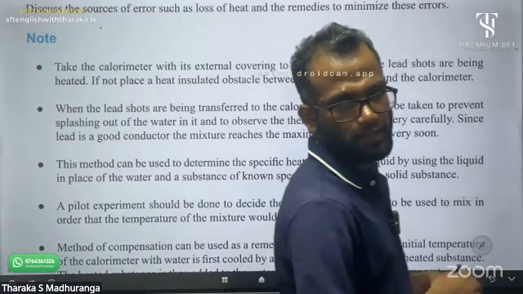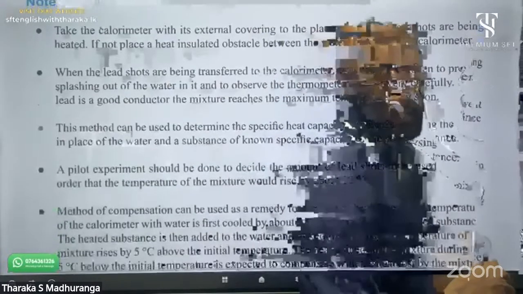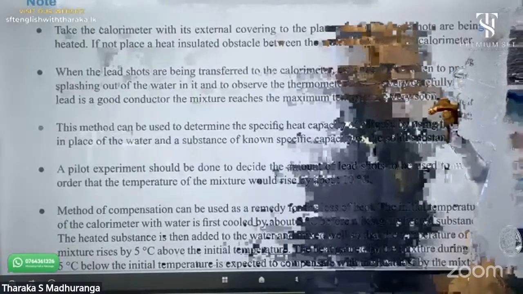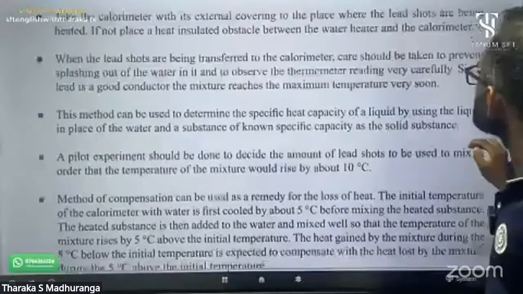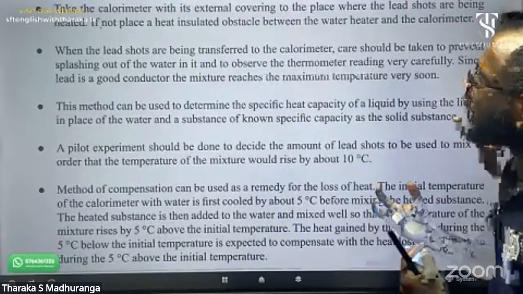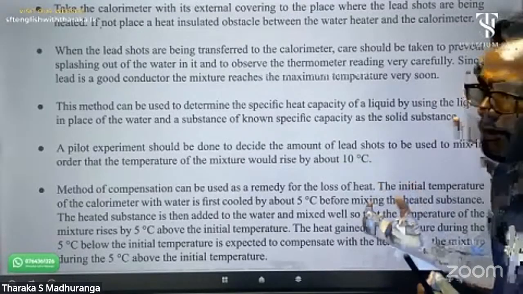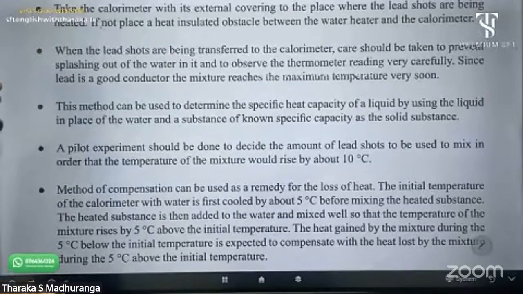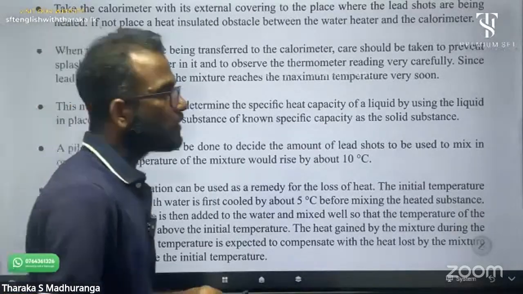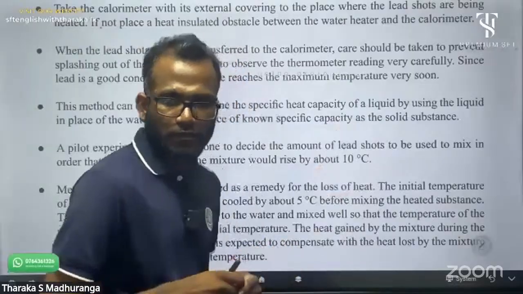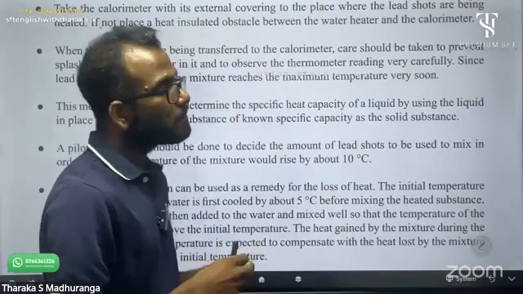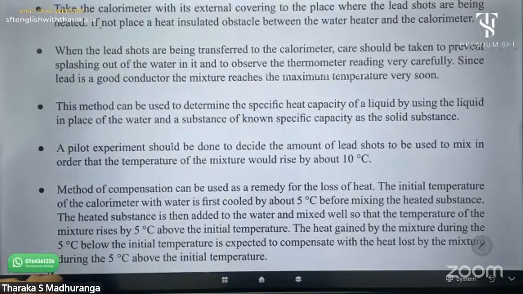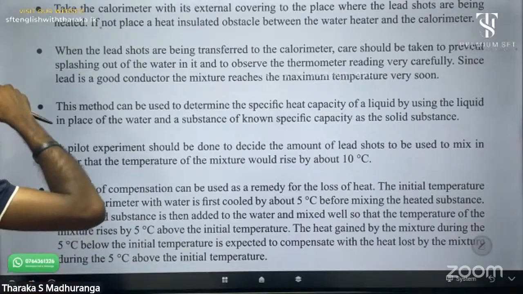When the lead shot is being transferred to the calorimeter, care should be taken to prevent water from splashing out. We have to add it slowly, otherwise water will splash out. Observe the thermometer reading very carefully, because it is increasing. Since lead is a good conductor, the mixture reaches its maximum temperature very soon.